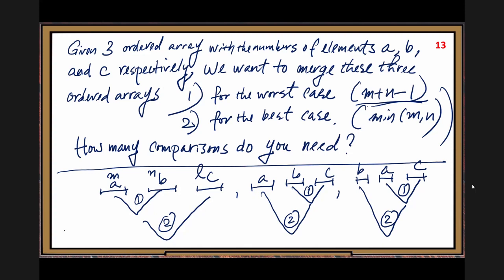Do you think the number of comparisons is M plus N plus L minus 1? Some students feel it is minus 2. But actually, if you change to minus 2, it is still not correct, because one number you may need to compare one more time. Think about it.